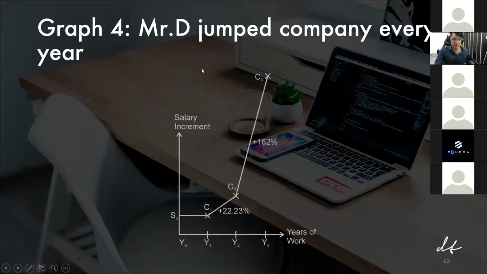So this fourth friend of mine, he worked for 3 companies. So you can see here, C1, C2, and C3. First company jumped, the second company got 22.23% increment, and the third company got 162% increment. Very crazy, right? This is because the local company jump of 22% is a very good amount already. However, from company 2 to company 3, he jumped from Malaysia to Singapore. That's why you get such a big jump here. So yeah, working overseas helps you.